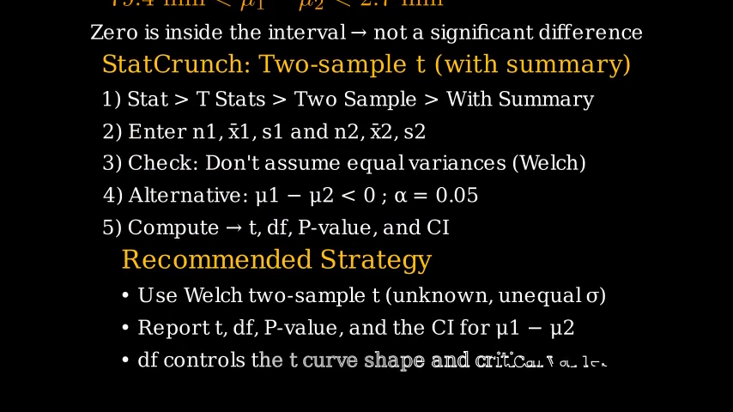Recommended strategy. Assume the population standard deviations are unknown and unequal. Use the Welch two sample t-test and its matching confidence interval. Always report the degrees of freedom, because they determine the critical values and the p-value through the t-distribution.